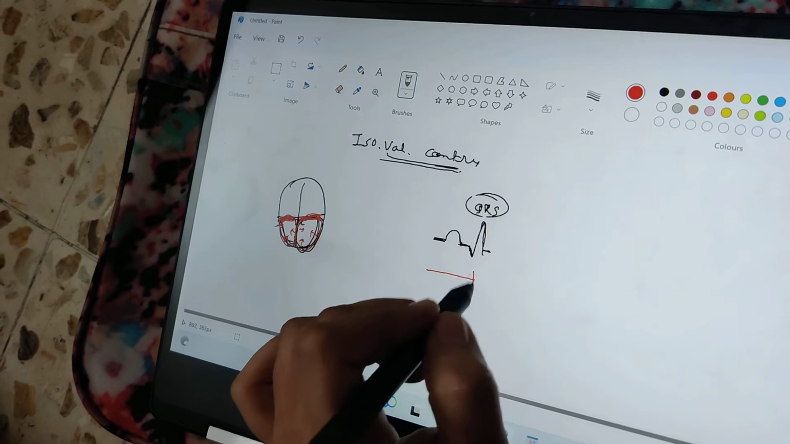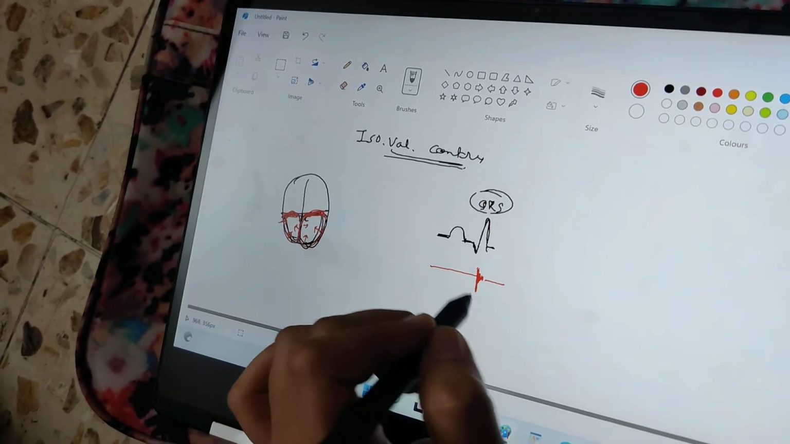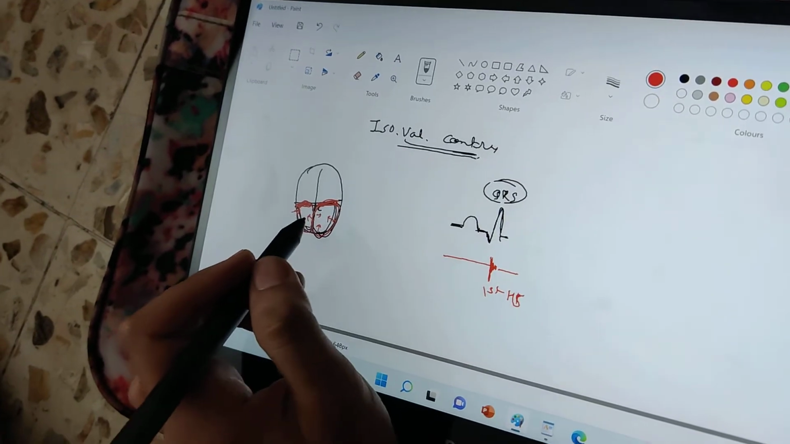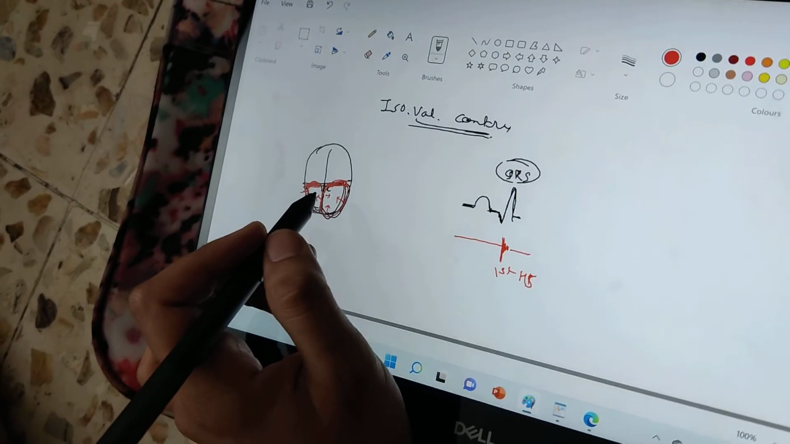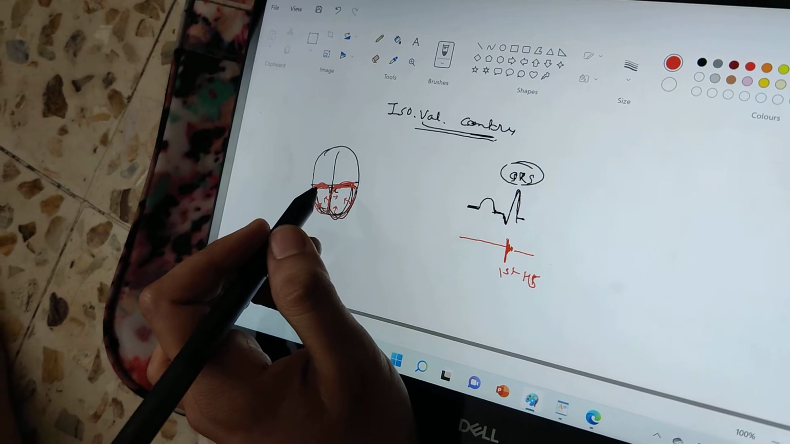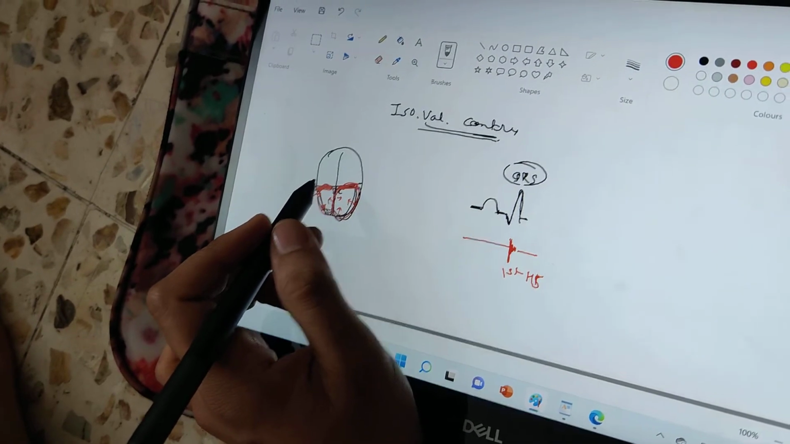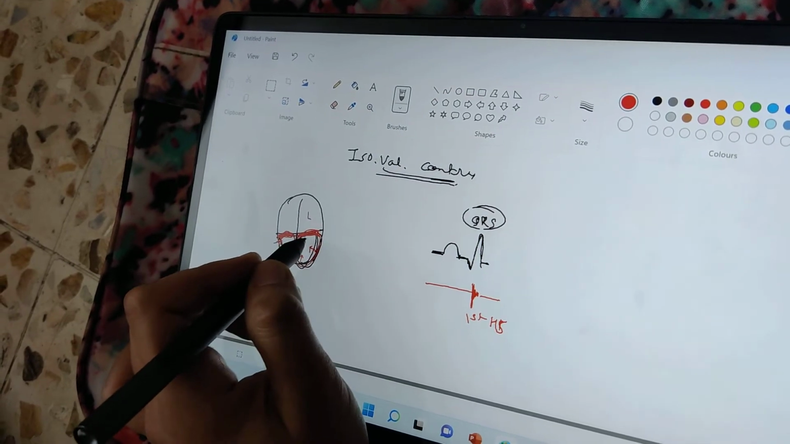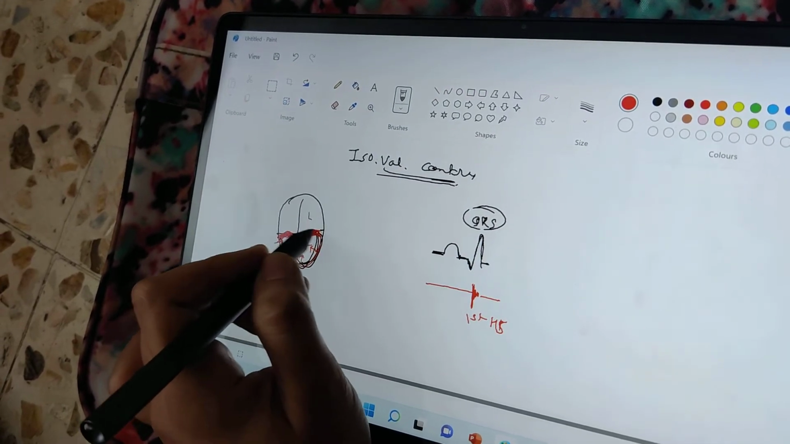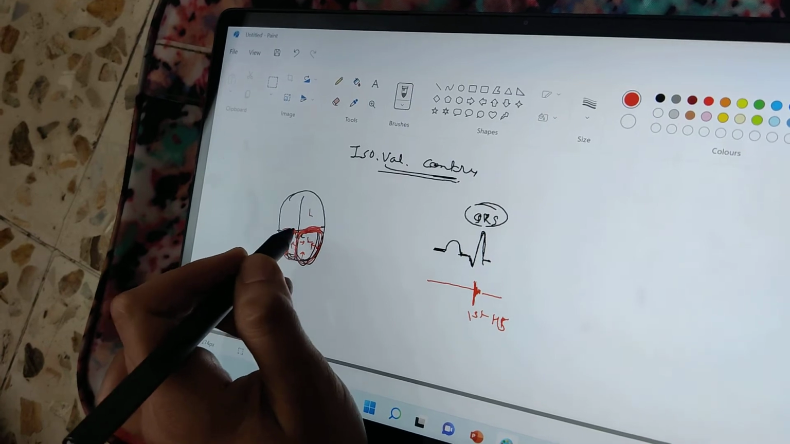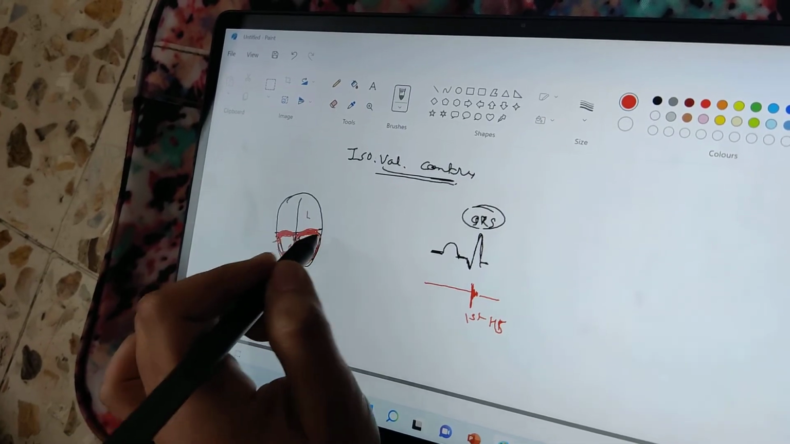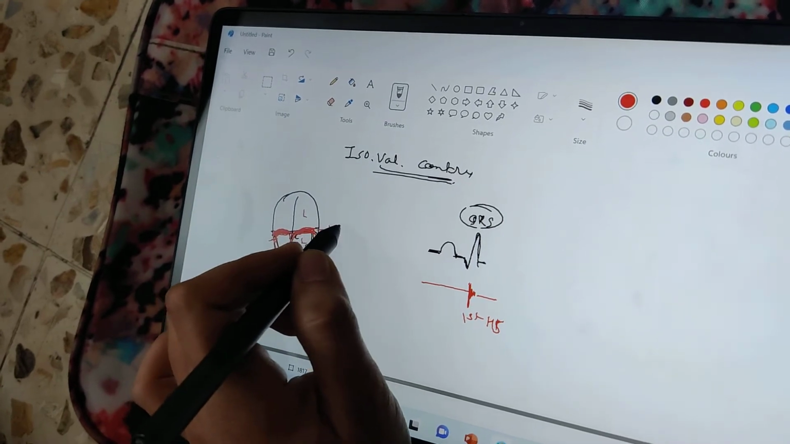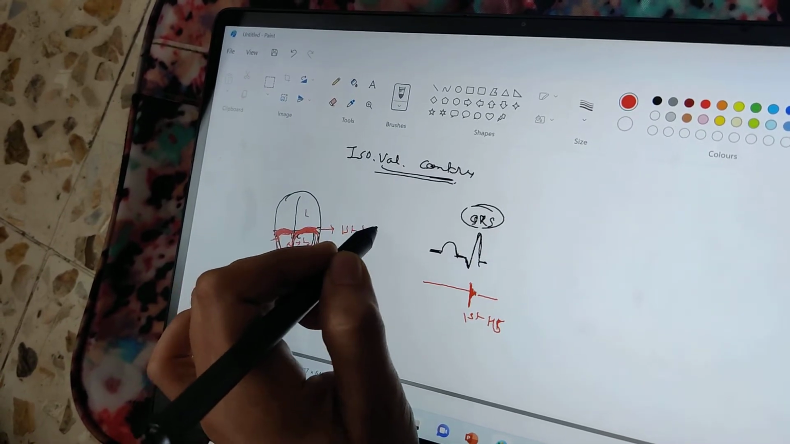This is because the mitral valve closes before the tricuspid valve. The mitral valve is present between the left atrium and the ventricle, and here there is the tricuspid valve. So the mitral valve will close first, and it will produce the first heart sound.